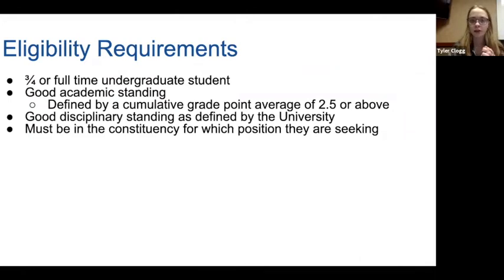So for spring elections, in order to be eligible to run for a position, you have to be 3/4 or a full-time undergraduate student in good academic standing, which is defined by a cumulative grade point average above a 2.5. Good disciplinary standing as defined by the university, and you must be in the constituency for which position you are seeking.